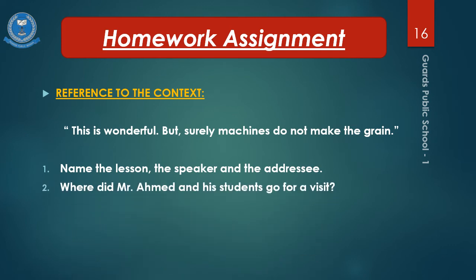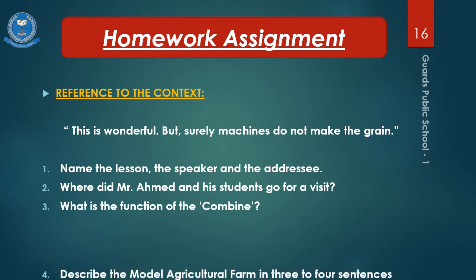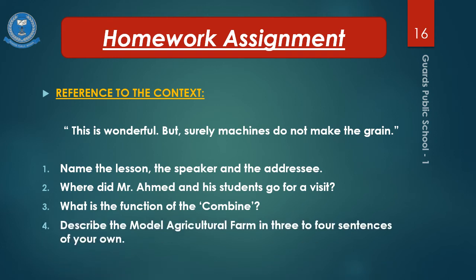Number 2, where did Mr. Ahmed and the students go for a visit? Number 3, what is the function of the combine? And number 4, describe the model agricultural farm in 3 to 4 sentences of your own.